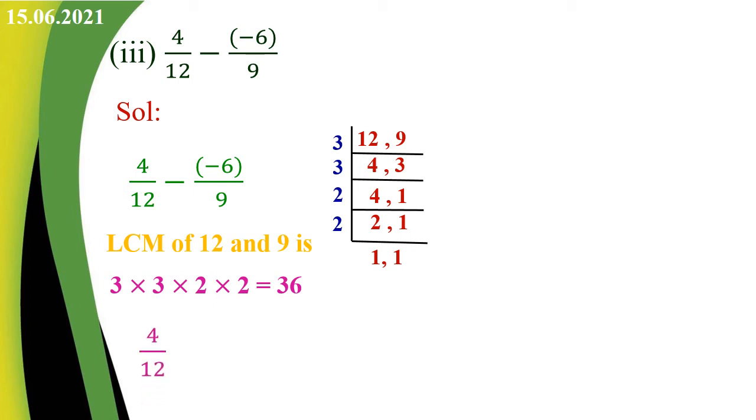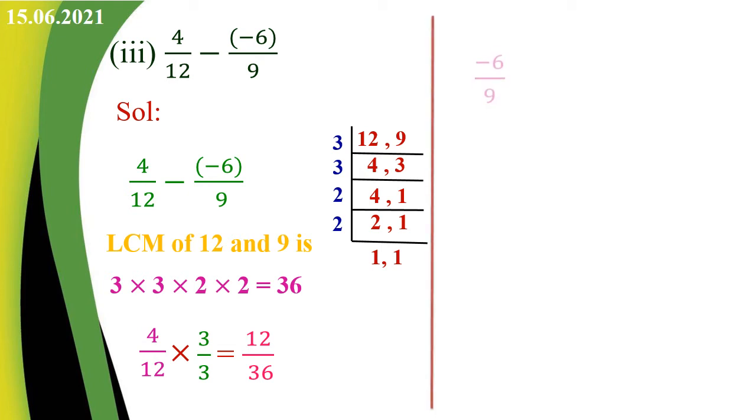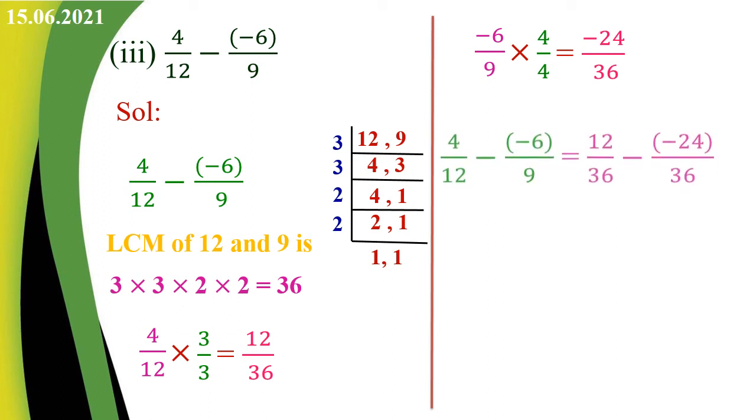The first rational number is 4 by 12. On multiplying by 3, numerator also. 4 3s are 12. 12 3s are 36. We get 12 by 36. The second rational number is minus 6 by 9. On multiplying by 4, minus 6 4s are minus 24. 9 4s are 36. We get minus 24 by 36.